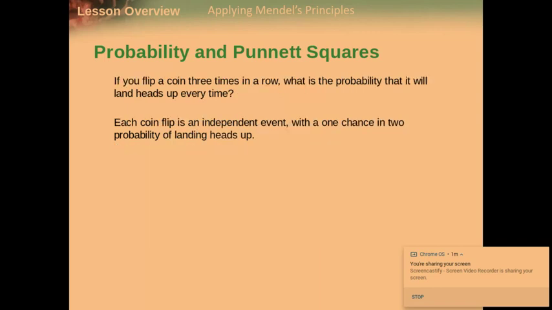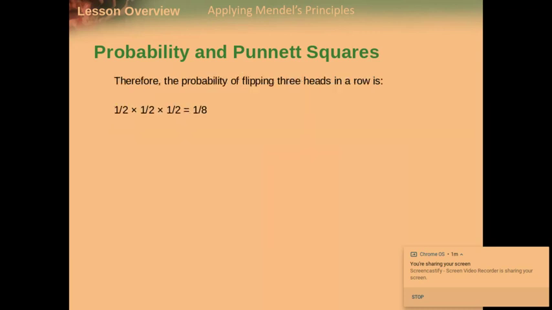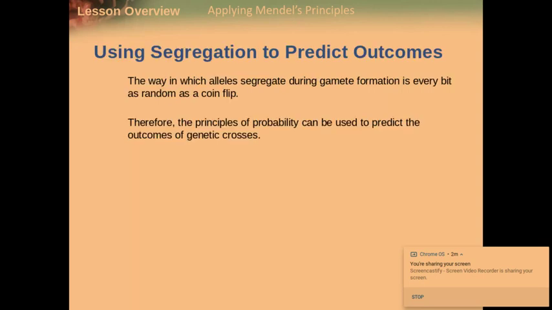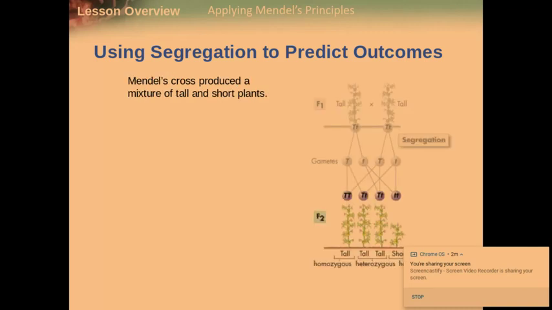If you flip a coin 3 times in a row, what is the probability that they will all land heads up? Well, each time you do that, it's an independent event with a 1 chance in 2 that it ends up heads up. So you have to multiply half times half times half, and you end up getting an eighth. So 1/8 of the time you will get 3 heads in a row, roughly. The way in which alleles segregate during gamete formation is just as random as flipping the coin. Therefore, the principles of probability can be used to predict the outcomes of genetic crosses.